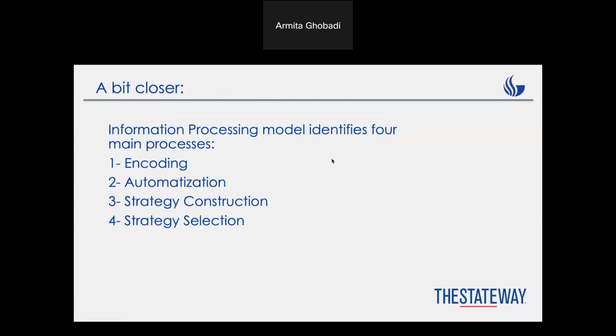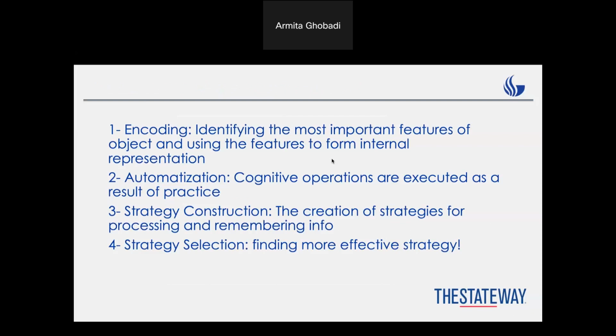So basically the information processing model has four main processes. Number 1, encoding, then automatization, then strategy construction, then strategy selection. Encoding means identifying the most important part of an object in front of you and using that main information to provide an answer. Automatization is using your cognitive operation to execute different problem solving strategies. Strategy construction is creating different strategies for processing and remembering information. Strategy selection means finding a more effective strategy.